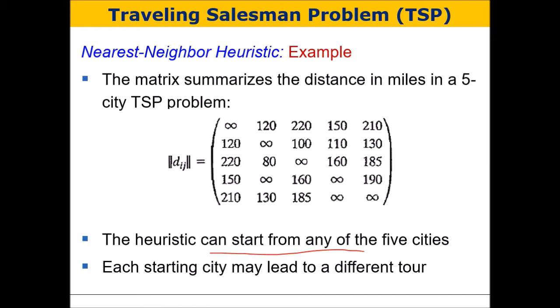And each starting city may lead to a different tour. Okay, so if you start from 1, you may end up with one tour, but if you start from city 2, you may end up with a different tour. So if you like, you can try different versions. Start from 1 and find a tour, then start from 2 and find another tour, and then combine these two, compare these two, and select the best one.